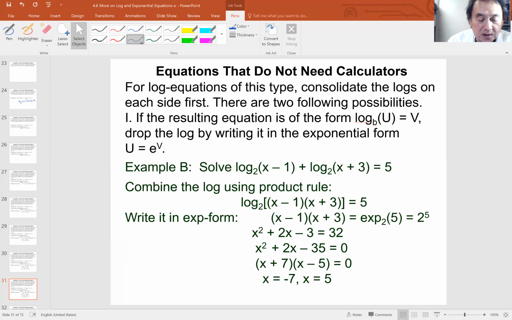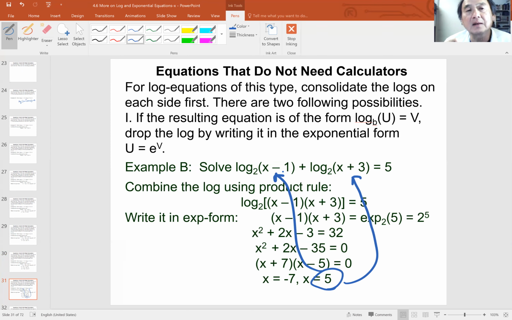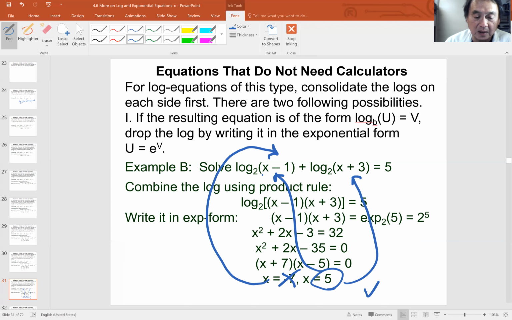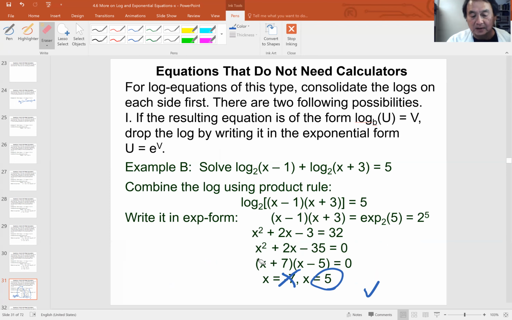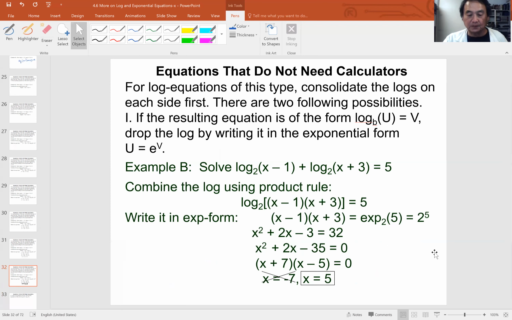And make sure you check that the answer makes sense. That is, when you put it back in there, we are not taking the log of any negative numbers. And 5 is okay. But minus 7 is not, because if I put minus 7, for instance, in x minus 1, then we'll be taking the log of minus 7 minus 1, which is minus 8, and that doesn't make sense. So we can't have that. Therefore, minus 7 doesn't work.